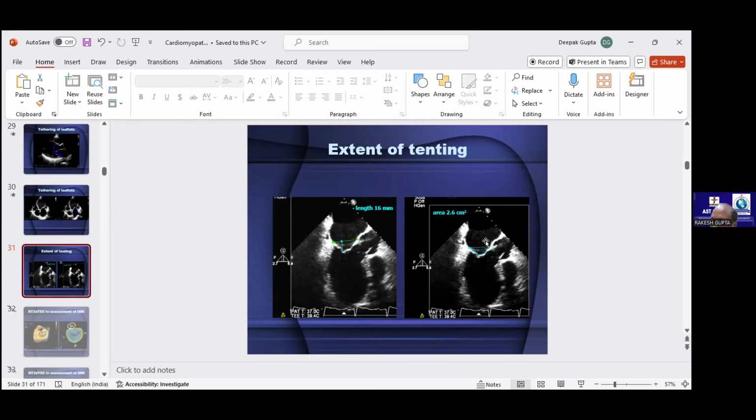Is that clear? One will have a gradient, the other will not have a gradient. Apical aneurysm because of coronary artery disease will not have a gradient, and a mid-cavity obstruction leading to apical aneurysm will have a gradient. Very simple way of looking at it.